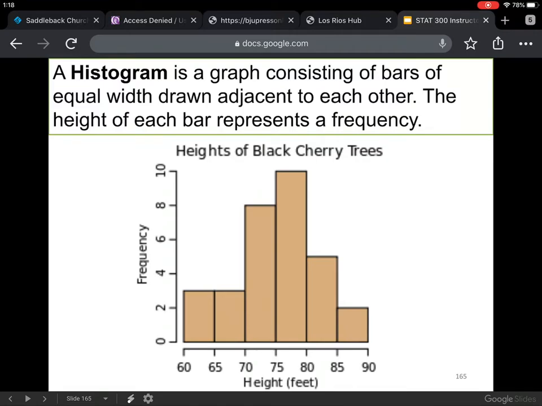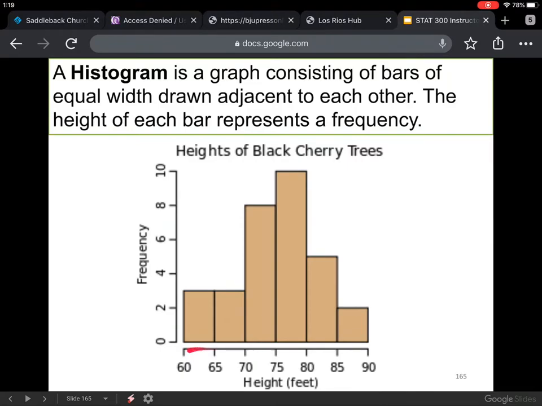So if you take a look at this, this is the height of black cherry trees. So we have heights in feet. Between 60 and 65, we have 3 trees. Between 65 and 70, we have 3 trees. Between 70 and 75 feet tall, we have 8 trees. And so forth. So I can find the total number of trees by just adding up all of the columns here. And that's how I would be able to find out the total number of black cherry trees that were surveyed in this study.